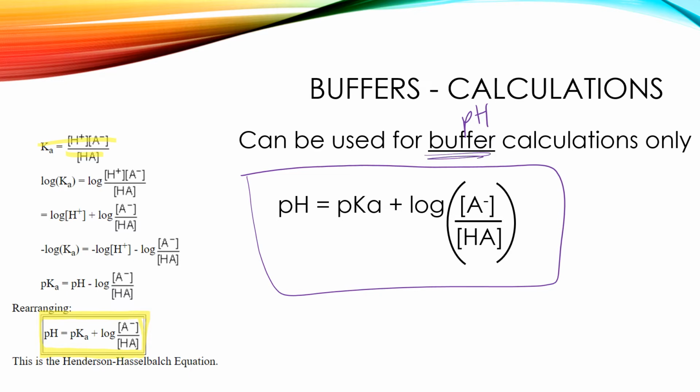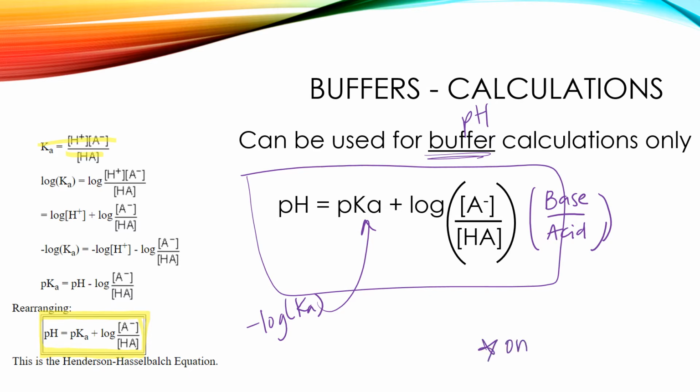We have pH is equal to the pKa, which we've done. pKa is just the negative log of Ka. And then plus the log of the concentration of the base over the acid. So the way it's written is it's the conjugate base over the acid. But we can just think about this as base over acid. All right, so for pH calculations, pH is equal to the pKa plus the log of the concentration of the base over the acid. And this is given to you on your reference sheet.